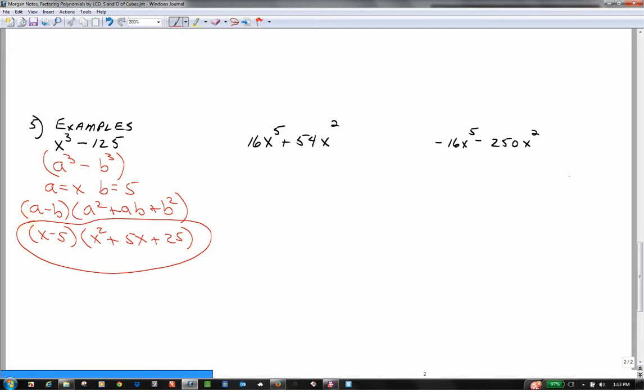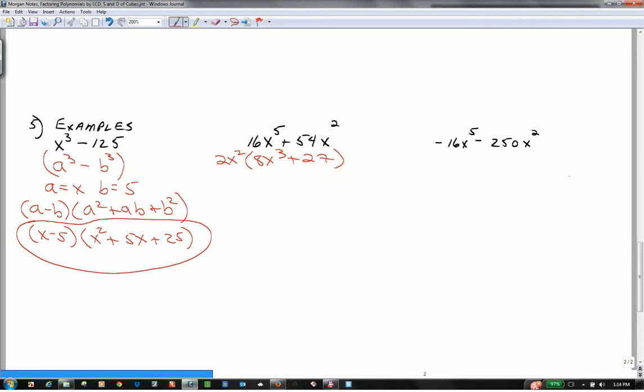Okay, let's go to the next one. And what I see here is I probably can factor something out at the start. So when I see that I have an x squared and an x fifth, I know I'm going to be able to factor an x squared out, and I'm going to pull a 2 out of there also. So if I pull a 2x squared out of this, I get 8x cubed plus 27. All right, so can I factor that?